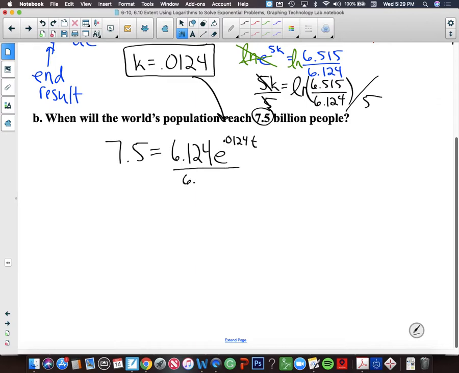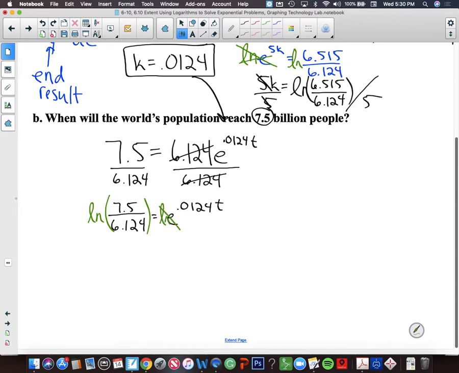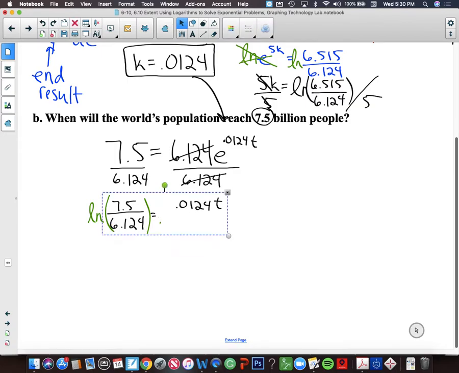So let's divide by 6.124 on both sides. Right there and right there. So now we have 7.5 over 6.124 equals e to the 0.0124 t. Natural log both sides. So that cancels out over here. All right, so you can see that it cancels out. I'm just going to erase it. All right, so you saw that canceled. Boom, it's gone. Now we just have this stuff over on the right-hand side here.